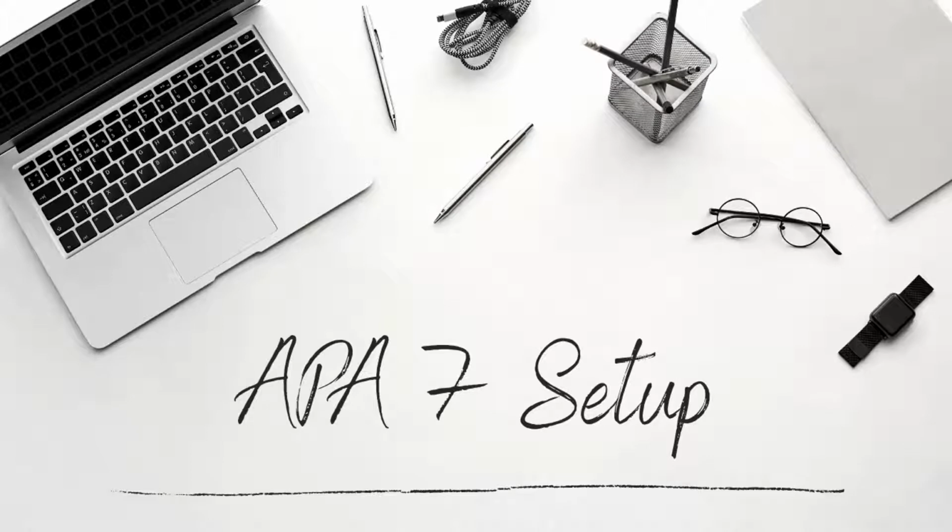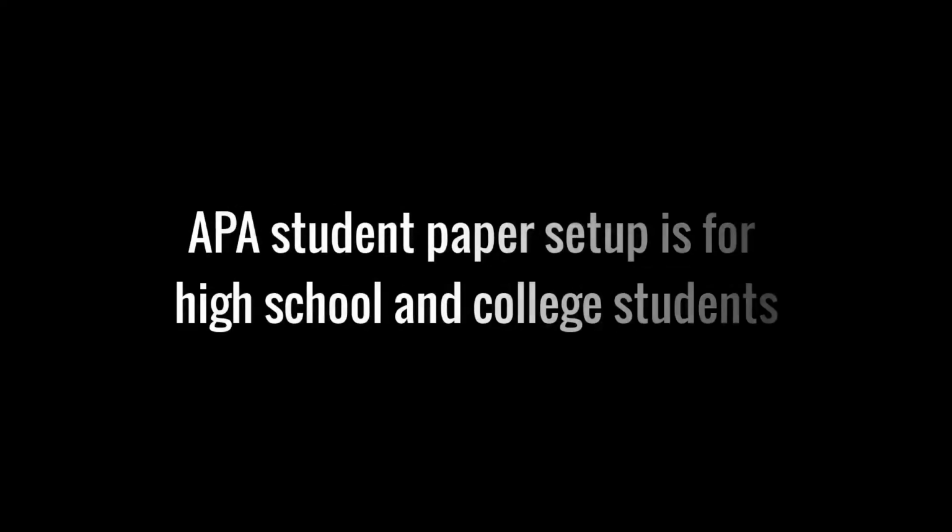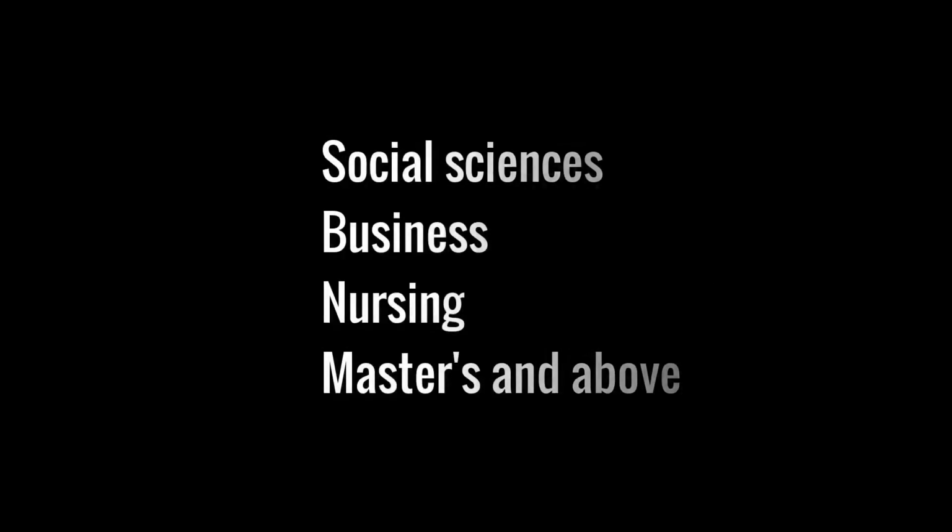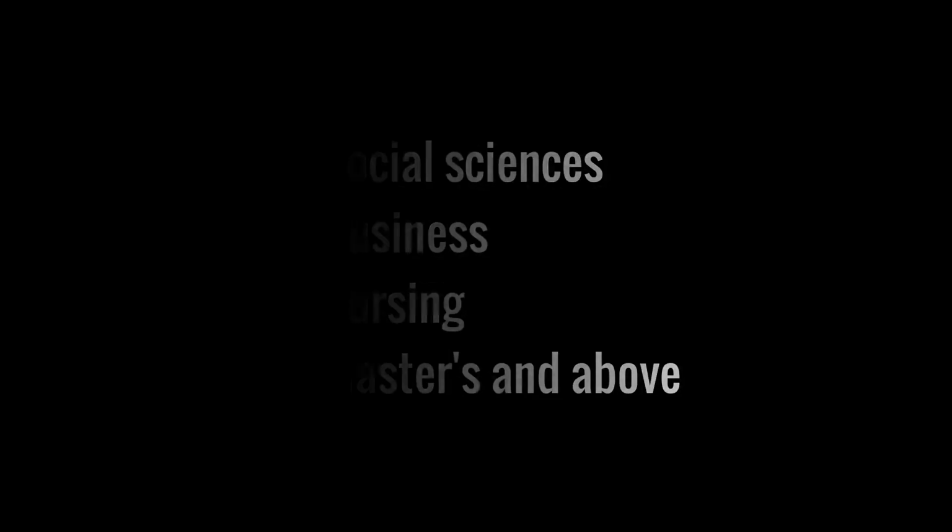Hi, today I'm going to show you how to set up your paper in APA 7 for student papers. Student papers means this video is applicable for students in high school and college, not for those intended for professional papers. APA is usually used in the social sciences, business, nursing, and master's work and above, and has 4 main sections: the title page, the abstract, the main body, and references. Let's go ahead and get started.